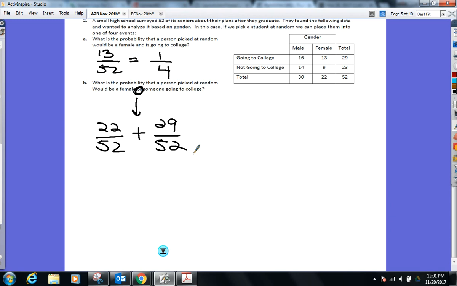Too bad the answer is not 51 out of 52. Anybody remember from Friday what I still have to look out for? And this is why we did part A. Go ahead there, Alex. Aren't there females that are counted here and females going to college counted here? I can't count them twice. So you need to subtract out how many females are going to college, which we figured out in part A. Or go look at the table again: how many females going to college? 13 out of 52.